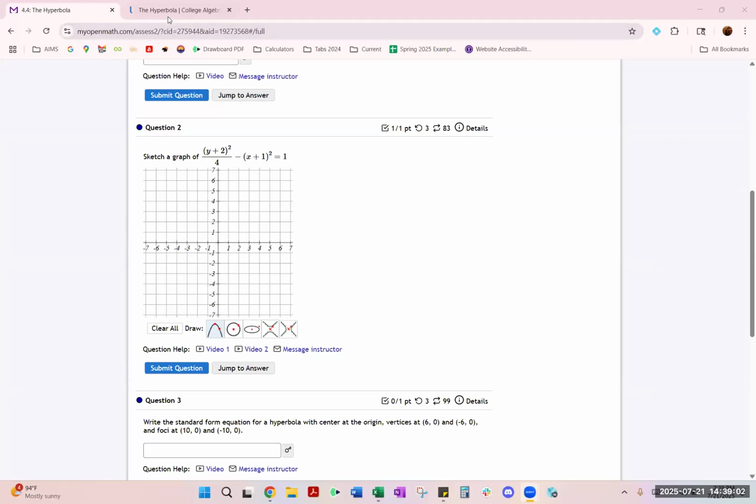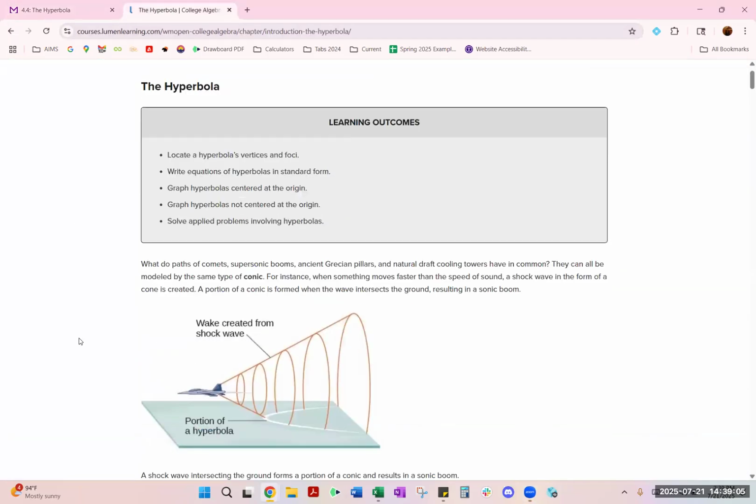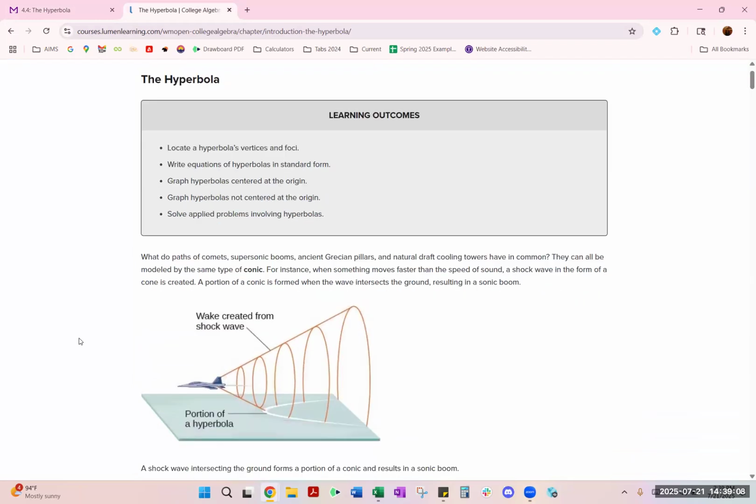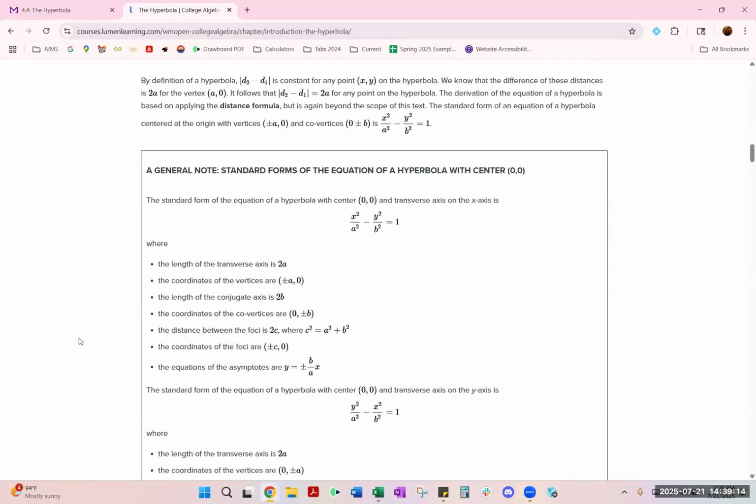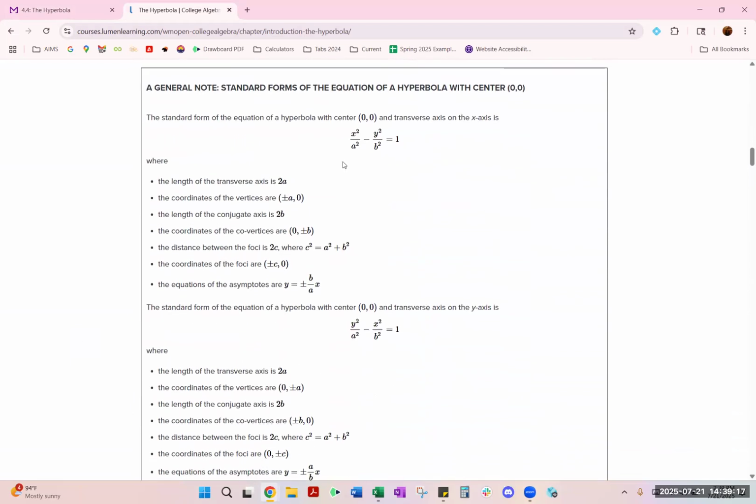So just to show you from the textbook page for your class, looking at the standard equations for a hyperbola, you can scroll down here. When we have a hyperbola with a center at (0, 0) and a transverse axis on the x-axis, the equation will have the x squared as the first part. So you will have x²/a² minus y²/b² equals 1.